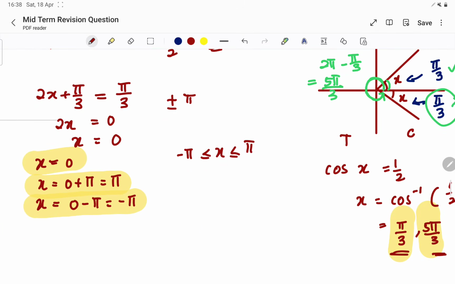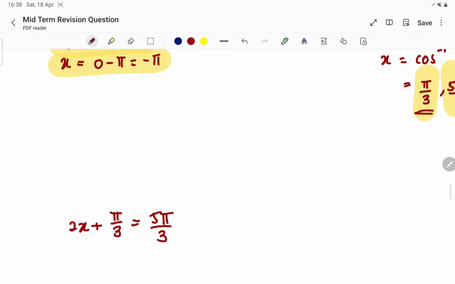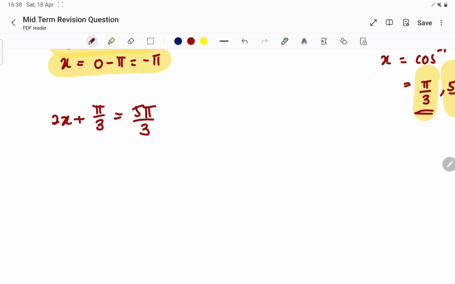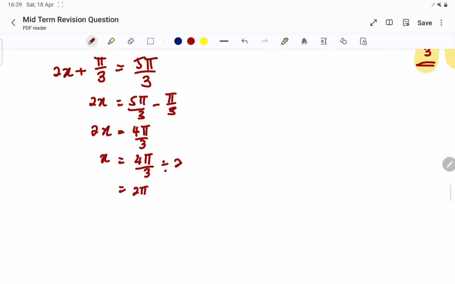Now we proceed to the next one, which is 2x plus pi over 3 equal to 5 pi over 3. Here, move pi over 3 to the left side, and you get 5 pi over 3 minus pi over 3, which is 4 pi over 3. And here you have 2x, right? So the value of x is 4 pi over 3 divided by 2, which is equal to 2 pi over 3.